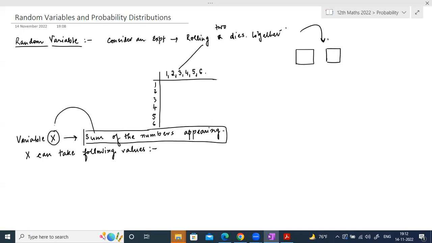And sum को हम x से represent कर रहे हैं. And why we are calling it a variable? Because it can take multiple values. It is not a constant, isn't it? So 2, what else can come? What is the maximum sum that can come? 12. When 6 and 6 comes. Good. Maximum sum is 12.